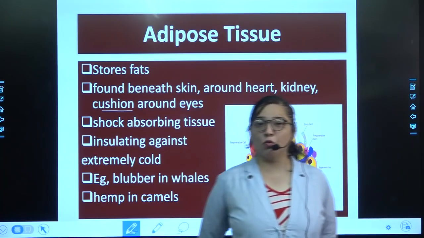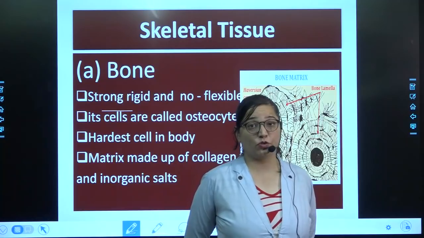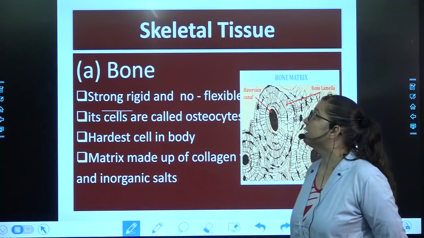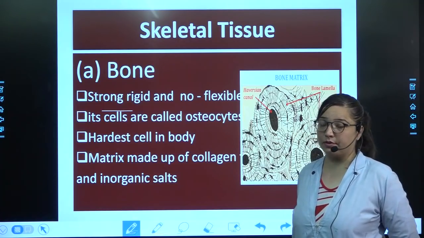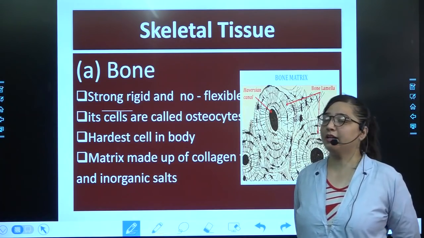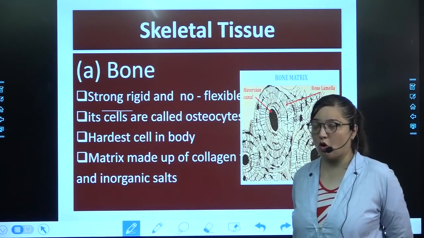Now, let's move on to the next type of tissues, which is skeletal tissue. You know that skeletal tissue is of two types. One is bone, another one is cartilage. First, we will understand the bone.